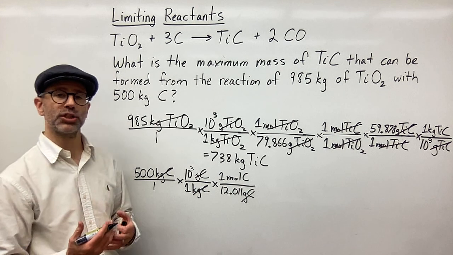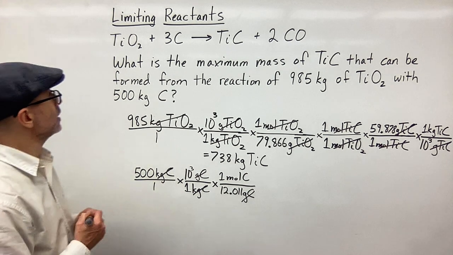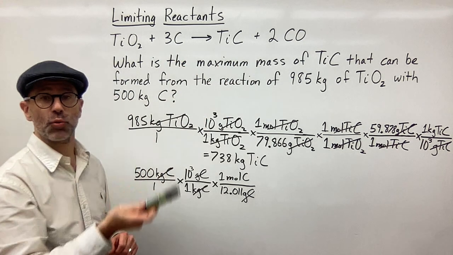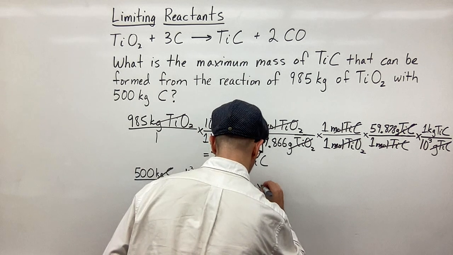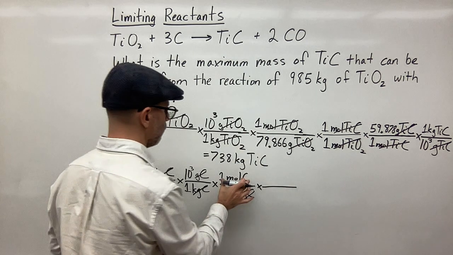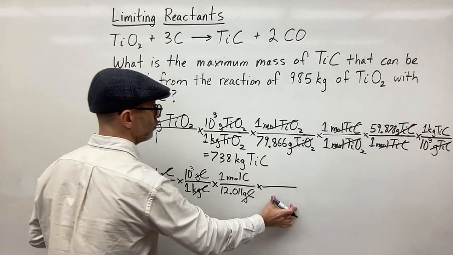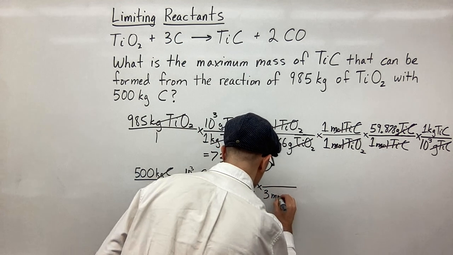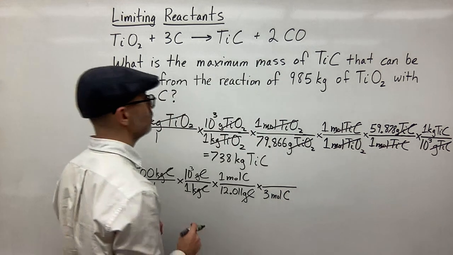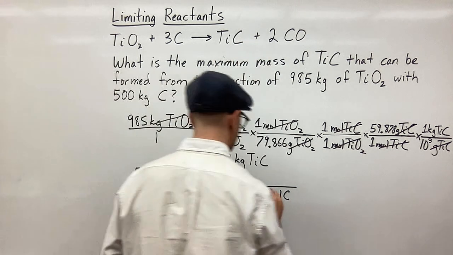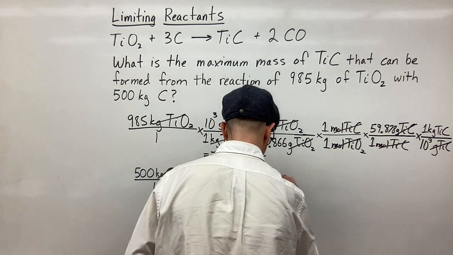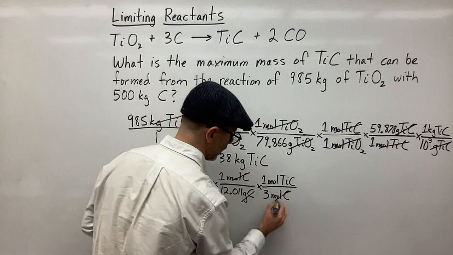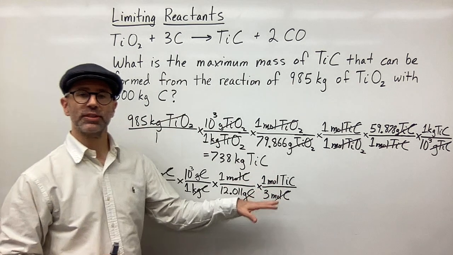Now I can use the mole ratio between carbon and TiC. Here I have 3 carbon and 1 TiC, so it's 3 to 1. I'm going to use that mole ratio. I have moles of carbon on top, so I want moles of carbon on the bottom. That's going to be 3 moles of carbon on the bottom and 1 mole of TiC on top. So moles of carbon cancel out. Now I have moles of TiC.